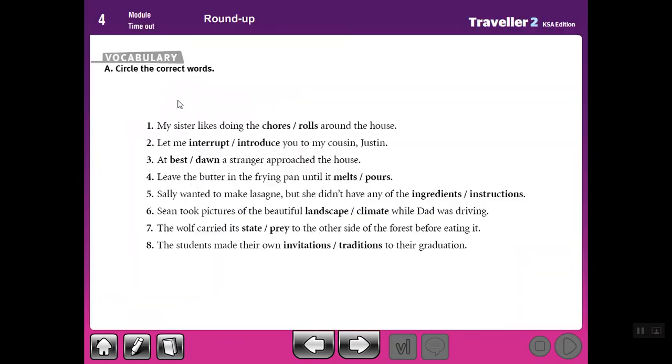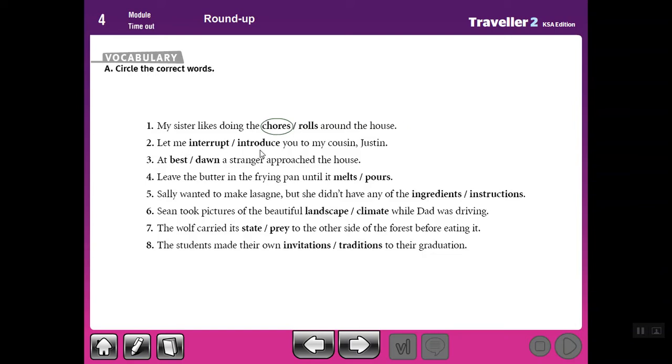We will start with exercise 1 or A, vocabulary. Circle the correct words. Number 1. My sister likes doing the chores or rolls around the house. Chores here means the routine tasks at home. Rolls here means to twist, يلف في المكان وخلاص. So she is doing something at the house or around the house. So the right answer is the tasks like tidying, cleaning, cooking, and so on. Chores, مهام المنزل.